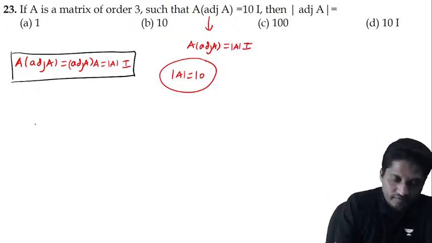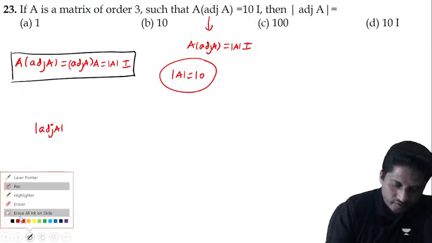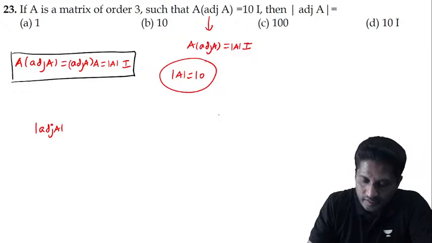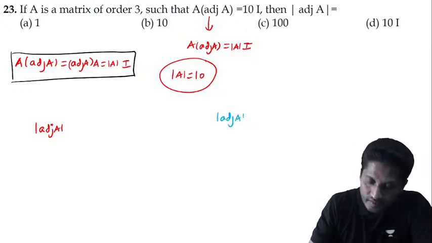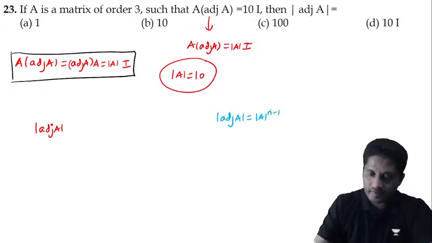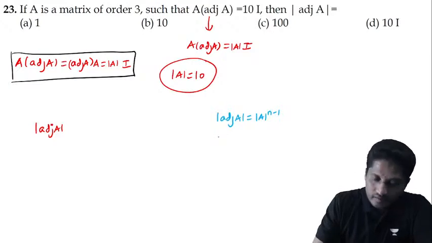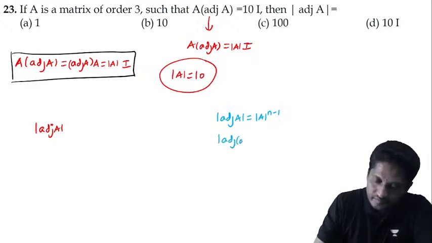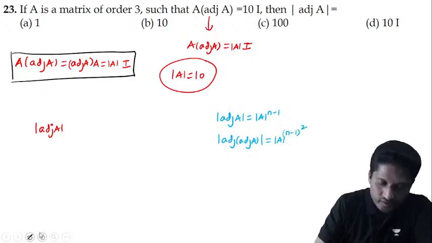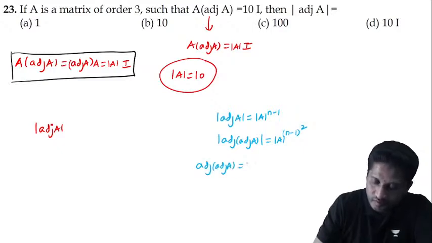Now I am supposed to find out the value of determinant of adjoint A. There are some more results which are very useful. Determinant of adjoint of A is always equal to determinant A power n minus 1, where n stands for the order of the matrix. Determinant of adjoint of adjoint A is determinant A power n minus 1 the whole square. And there is one more result, that adjoint of adjoint A will be determinant A power n minus 2 into A.